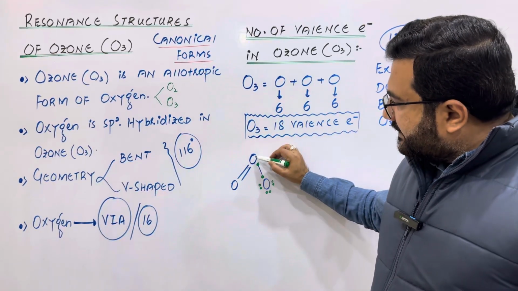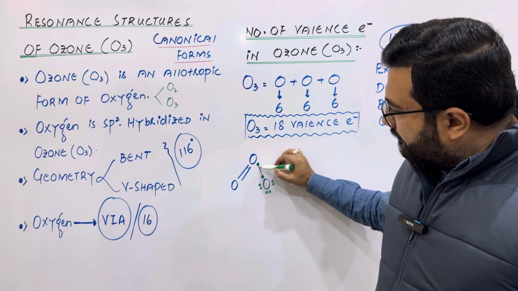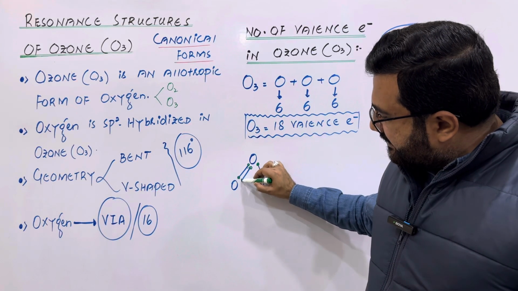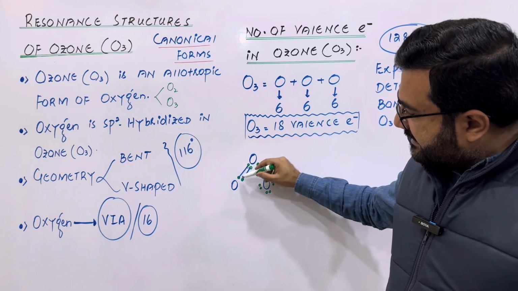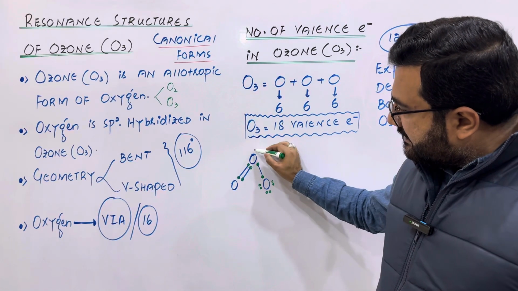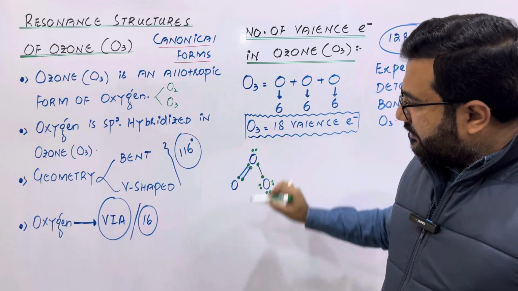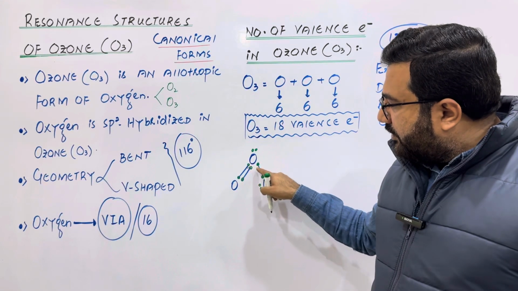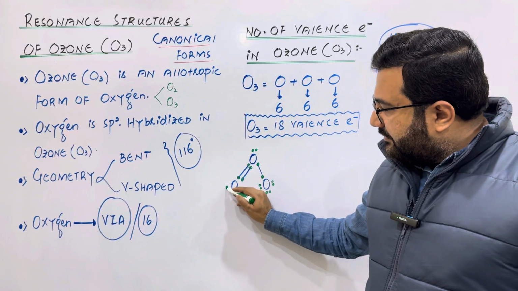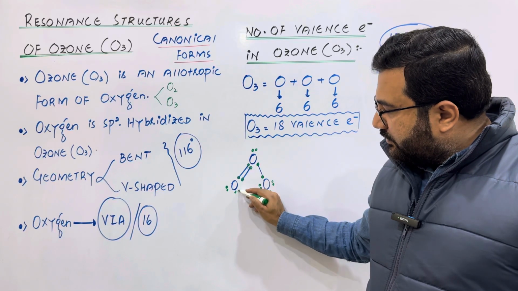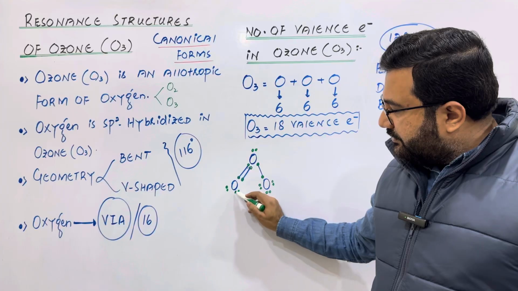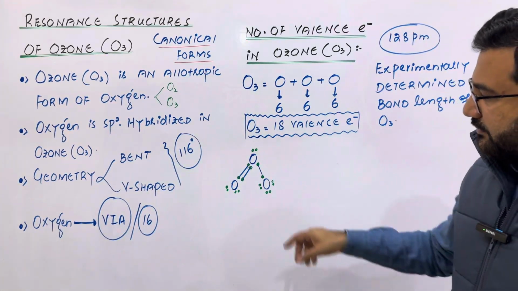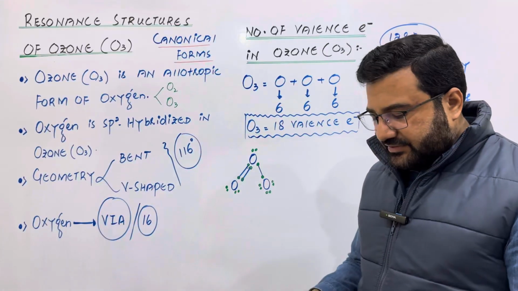Now this central oxygen has one bond pair here, and it has two bond pairs with this oxygen. So there are a total of 6 electrons in the form of 3 bond pairs. So it must have only one lone pair to complete its octet. Now this oxygen has two bond pairs of electrons, and to complete its octet, it must have two lone pairs of electrons. 1, 2, 3, 4, 5, 6, 7, 8. Its octet will be completed in the form of two bond pairs and two lone pairs of electrons.